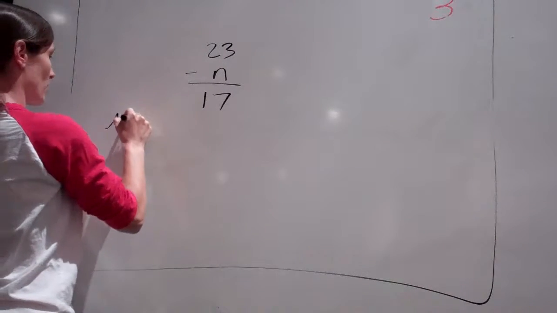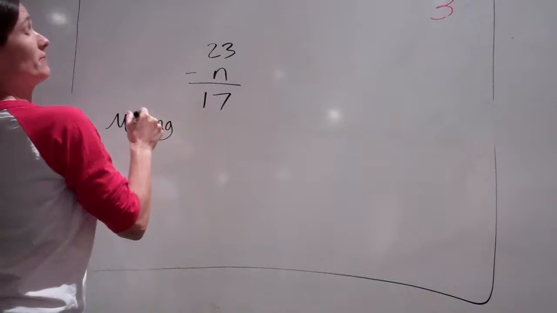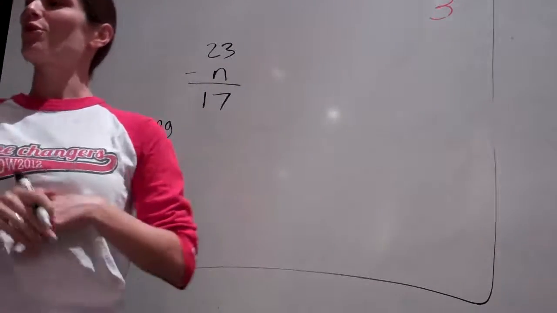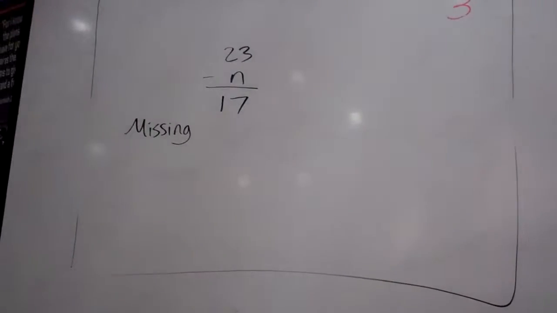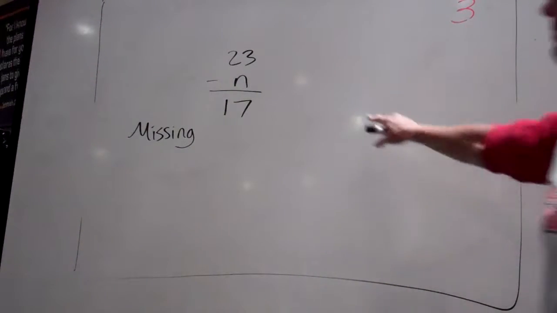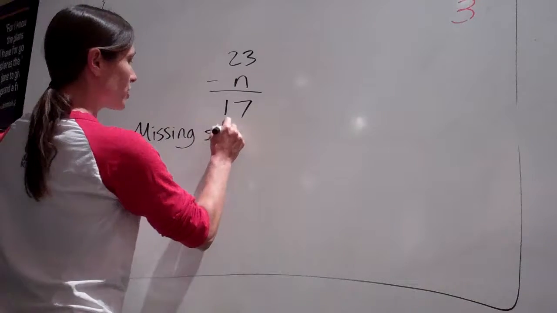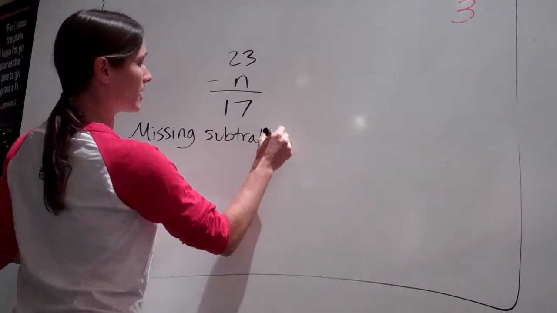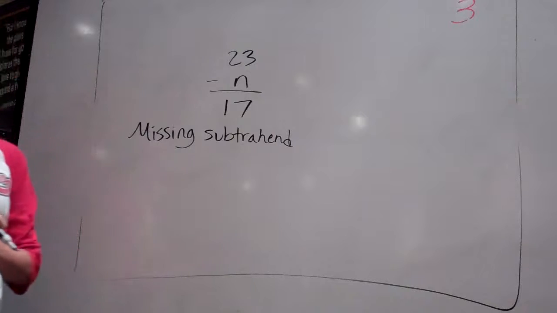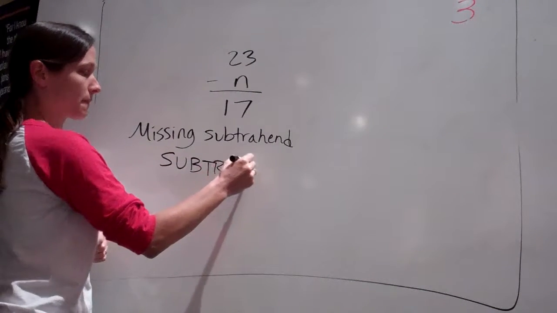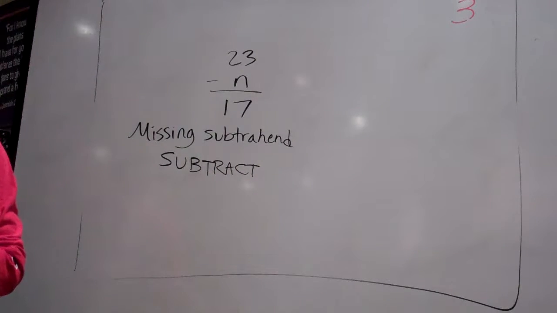I have a missing what? These have different names. Oh, this is a review from yesterday. Who's going to get it? Wait, missing what? What is this missing? Subtrahend. The one you're subtracting. Very good. Okay. So when I'm having a missing subtrahend, what am I going to do? I am going to subtract. Missing subtrahend, you're going to subtract. Okay?